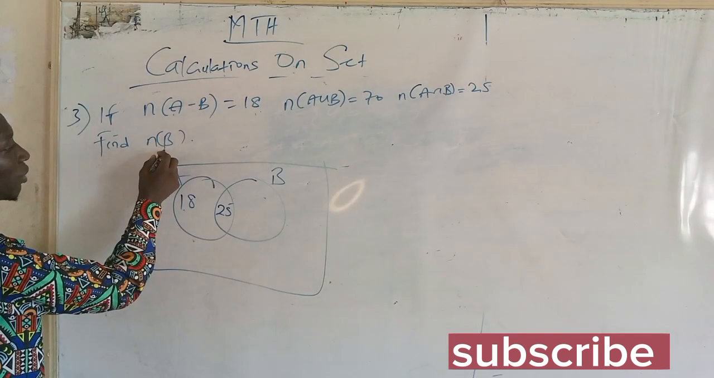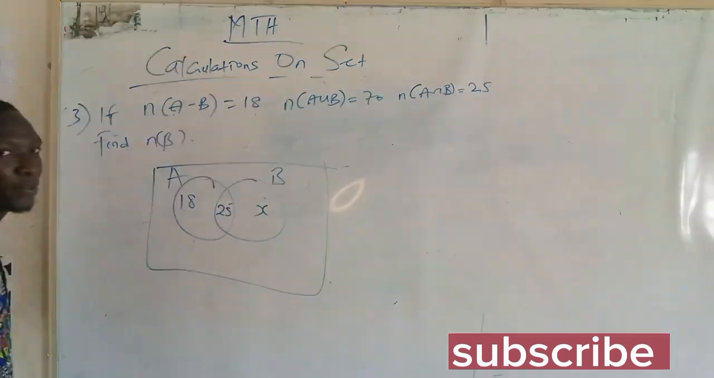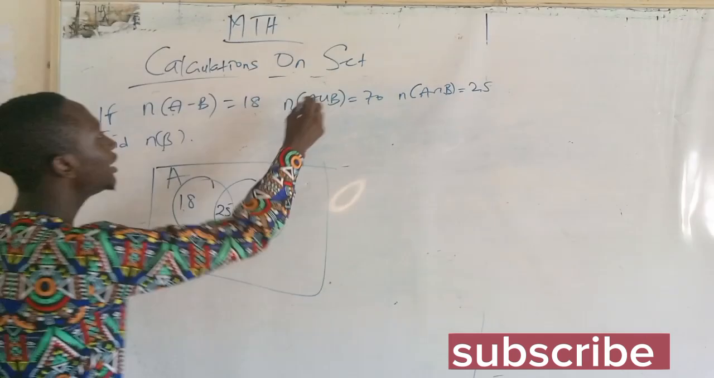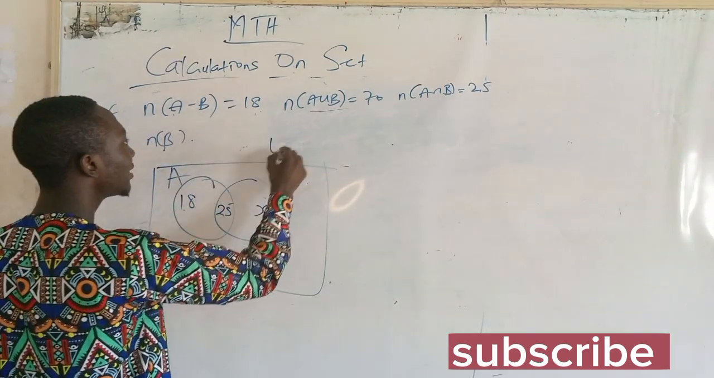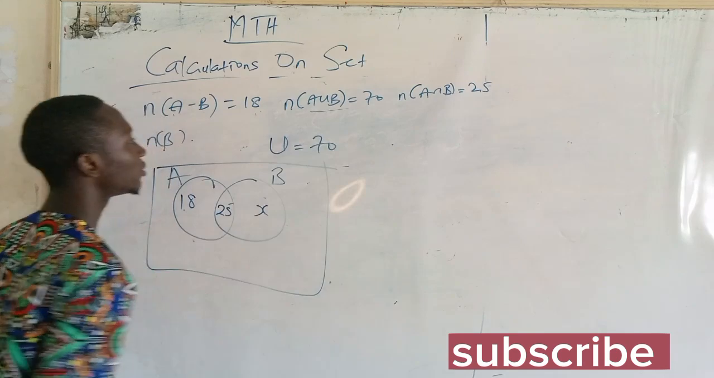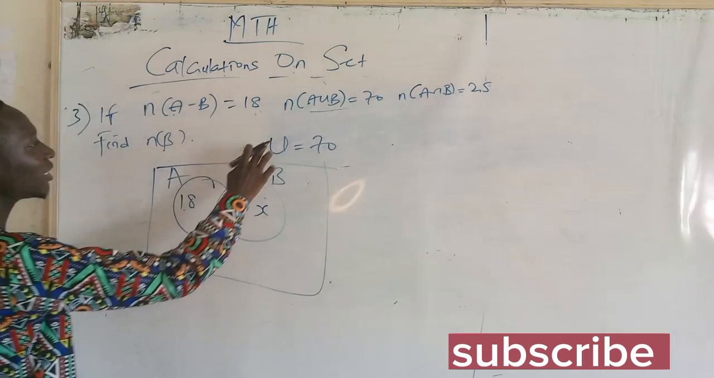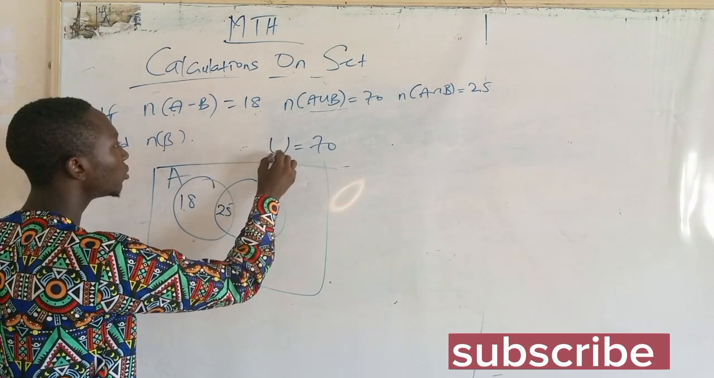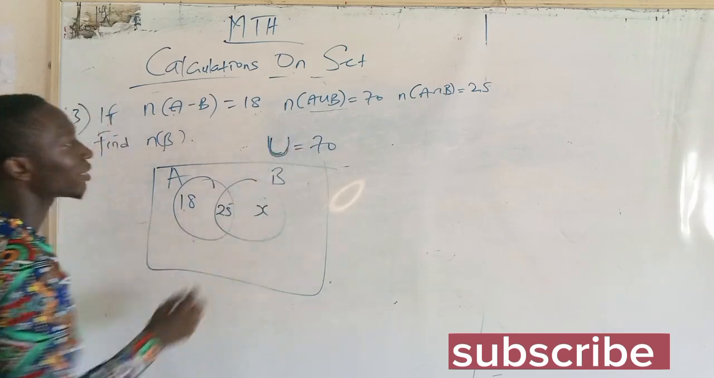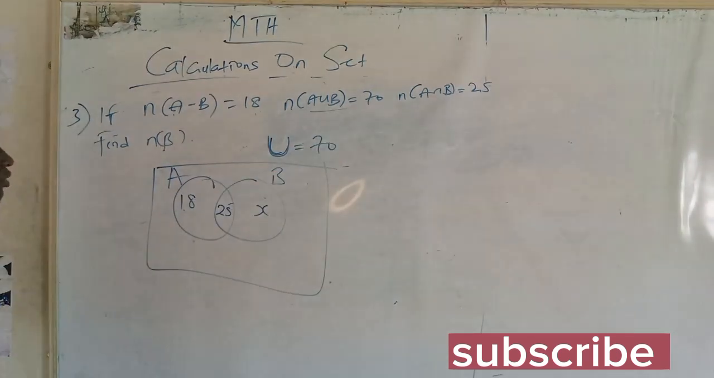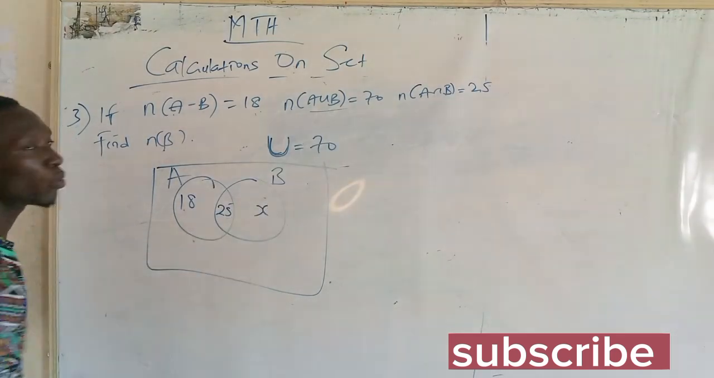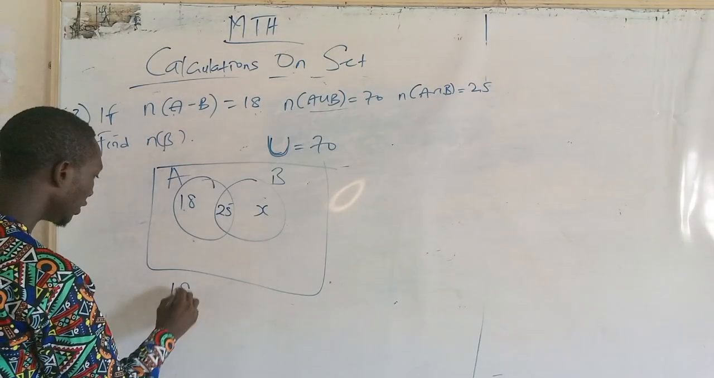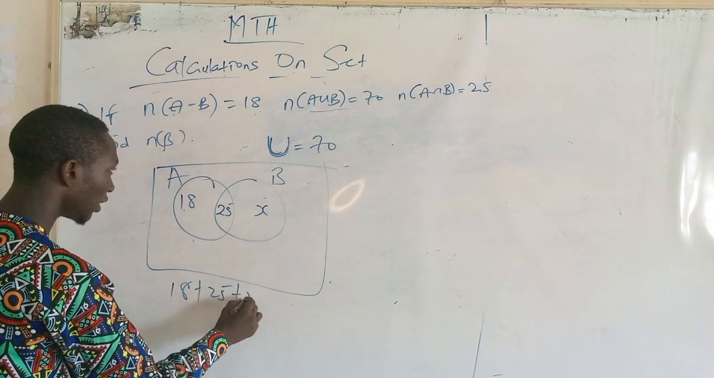Now we are asked to find this number in B. How do we do this? The triangle is the universal set, and the universal set is represented by U. This universal set is 70. So how do we solve this? You add everything together and equate it to 70. So 18 plus 25 plus x equals 70.